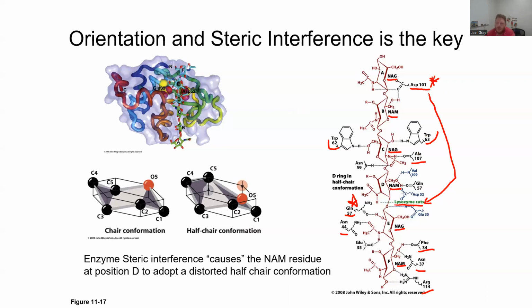But what's it doing? Well, what aspartate 101 is doing is it's establishing hydrogen bonds with parts of this oligosaccharide to more or less hold it in place. Now we know that hydrogen bonds aren't particularly strong, but when you have lots of them, they're quite a bit stronger. Now aspartate 101, that's a polar negatively charged amino acid. So it can participate in ionic bonding or hydrogen bonding. So the fact that it's establishing a hydrogen bond isn't really a stretch of the imagination.